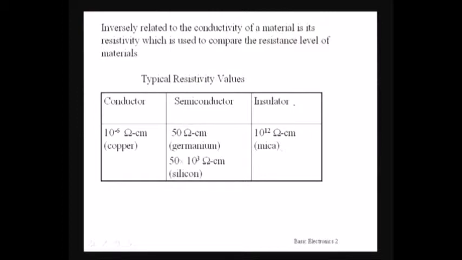For example, germanium has a resistivity value of 50 ohm centimeter, and silicon has a resistivity value of 50 into 10 to the power 3 ohm centimeter. So you can see that a semiconductor has resistivity in between conductor and insulator.